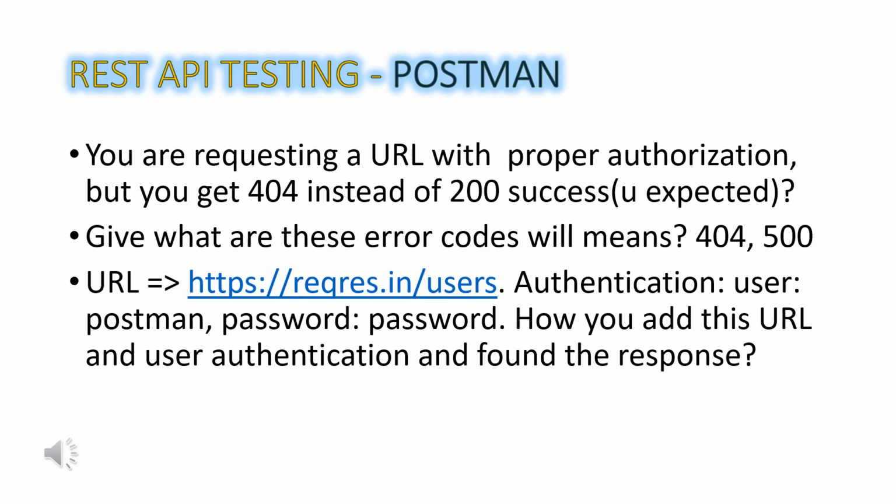REST API testing Postman questions. You are requesting a URL with proper authorization, but you get 404 instead of 200 success. 200 success is what you are expecting, but you are getting a 404. You need to explain what is happening inside that particular call and why it is getting the 404. What is 404? 404 is basically page not found. You need to explain why it is coming instead of 200.